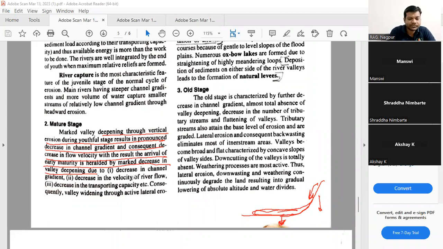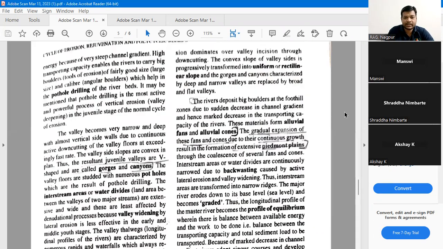Why is it so? Decrease in channel gradient, decrease in the velocity of river flow, decrease in the transporting capacity, right? All these things occur, and due to this, the active down cutting or the valley deepening restricts. Instead, the valley widening occurs here.